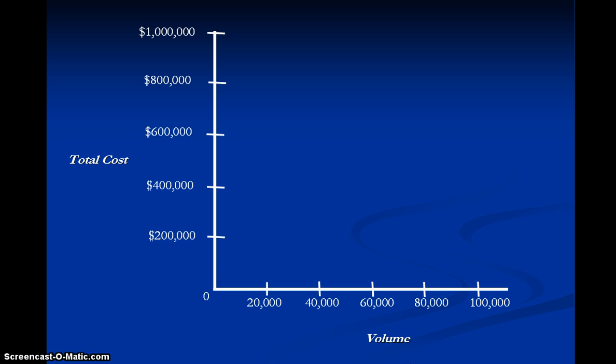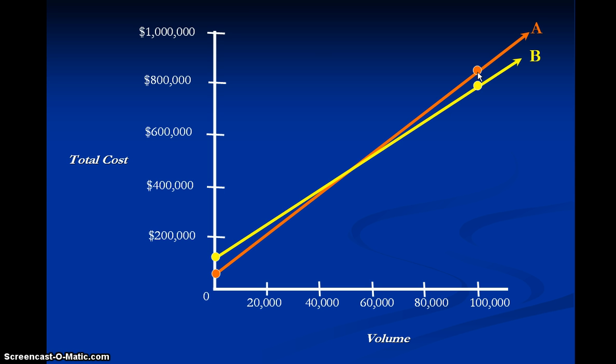So then if I'm going to plot these lines, again, I'm just going to plot the 2 points. You can see the 2 points for A here. The point 0, 50,000, and then the point 100,000, 850,000. Then I drew a line through those 2 points. I did the same thing for B, the yellow line, and C, the green line.